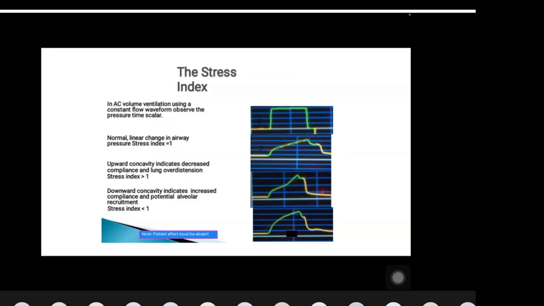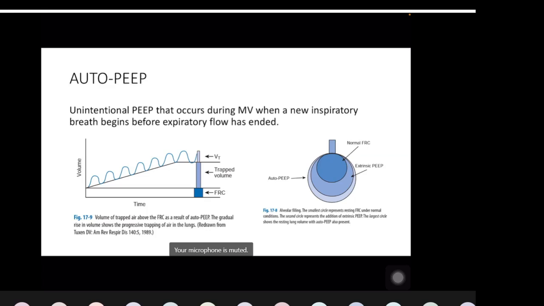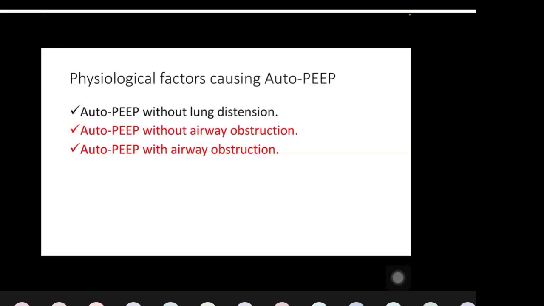So auto PEEP is an unintentional PEEP that occurs during mechanical ventilation when a new inspiratory breath begins before the inspiratory flow has ended. Suppose a patient is taking a breath and before it touches the baseline, another breath is taken. So the breath keeps on stacking on itself. Instead of reaching the FRC, the breath keeps on stacking on itself, leading to a trapped volume.